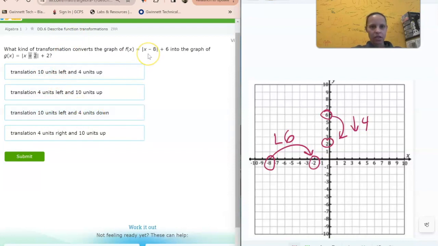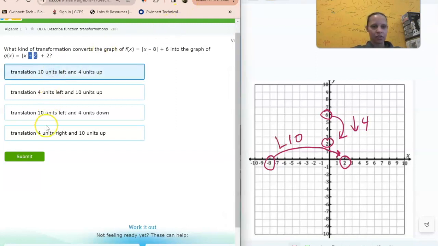Is it not -8 to +2, not -2? Okay, I apologize. All right, so it's to +2. So this space right here is going to be 8 to 0 plus this little 2, that's 10. So you think right, but it's really opposite, so left. Left 10, down 4.